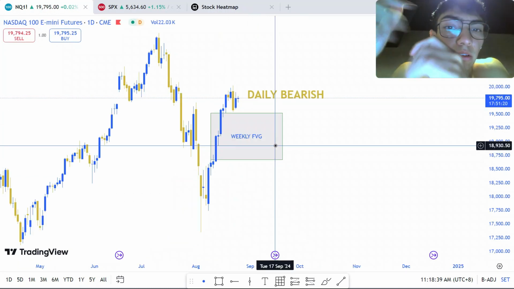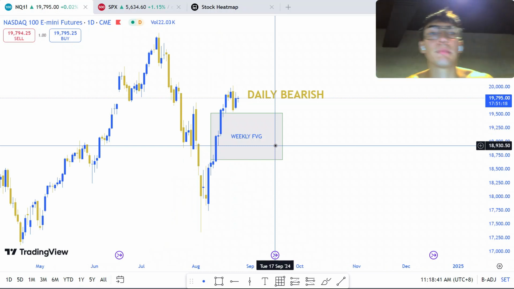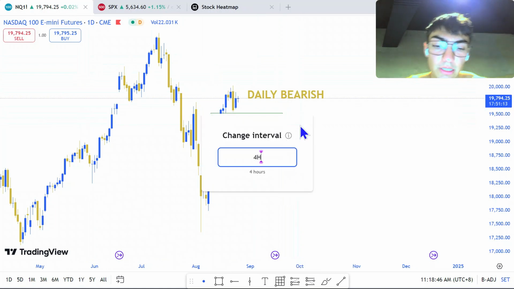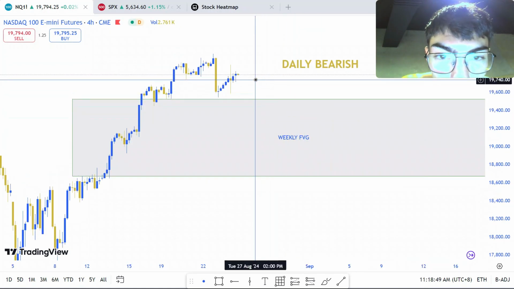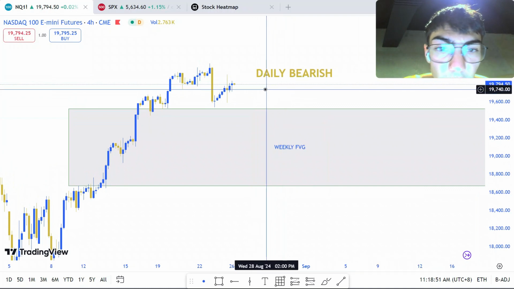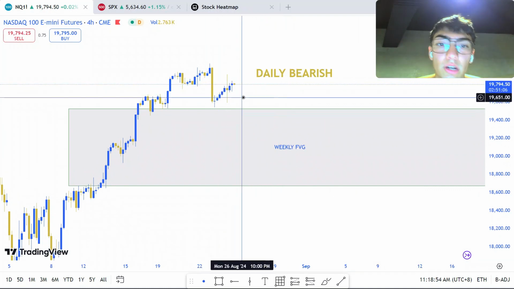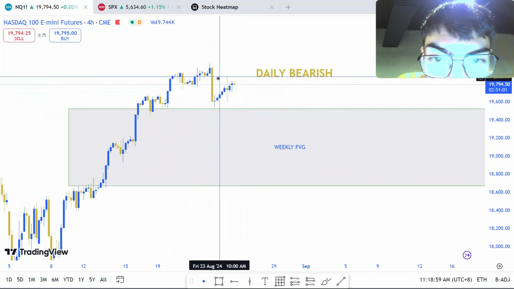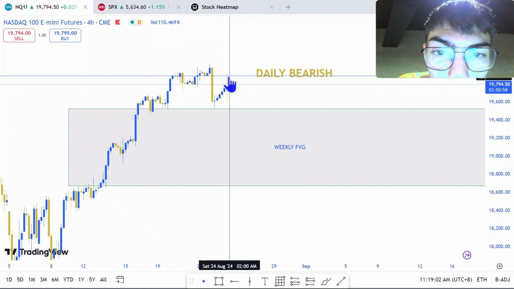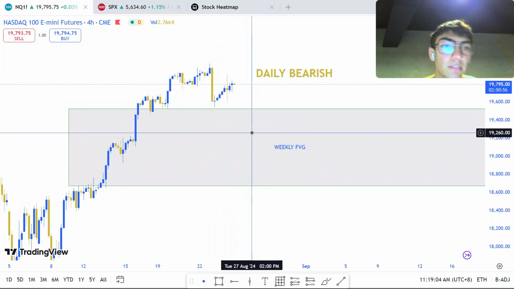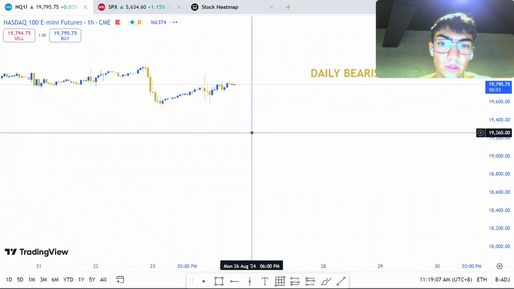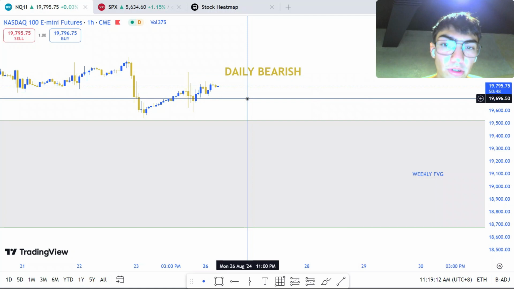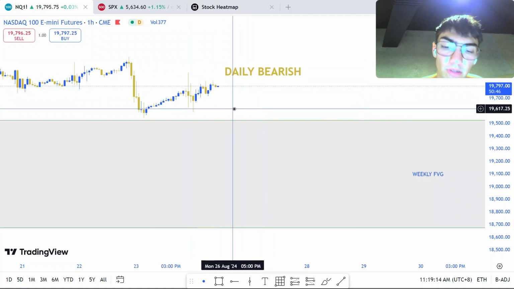There is a weekly fair value gap on the Nasdaq, so when we are bearish, I'm only looking for a retrace to the weekly fair value gap. After that, I'll do another analysis. Let's go to the 4-hour. I'm trying to look for a short entry. Right now, we are not getting that 4-hour break of structure to the downside, and then a retrace to the mitigation block, and it did not hit the fair value gap. So there's nothing there. The 1 hour did not break structure, it's just chopping around.